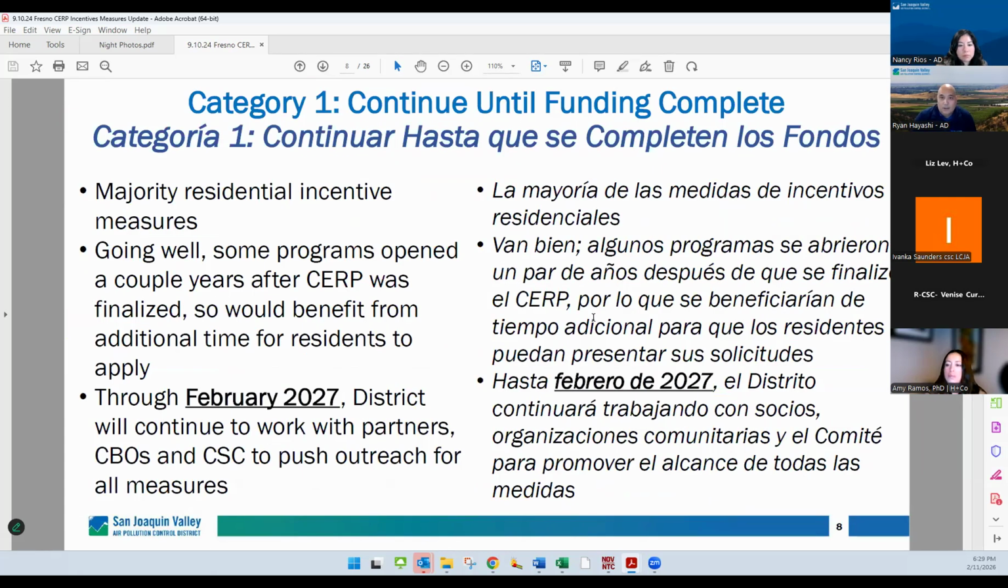So this goes back through what we're going to do with category 1. The majority of them are residential incentive measures. Once again, we're seeing success, and we want to continue to work on this through February 2027. We're hoping, by increasing our outreach efforts and working with you on additional opportunities to increase awareness, that we'll be able to fund those measures.